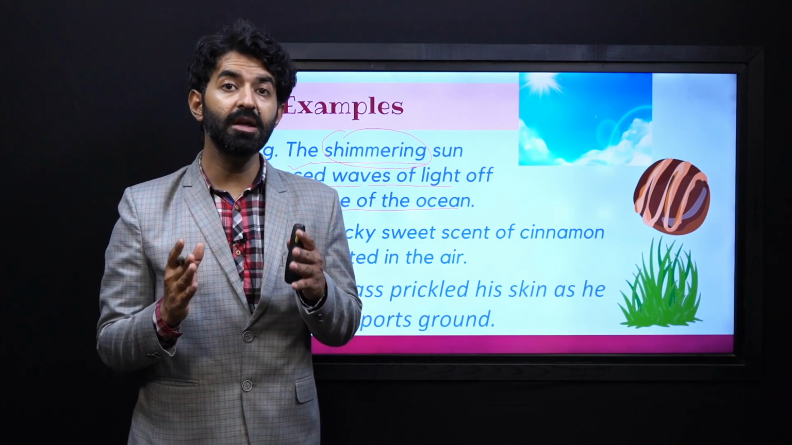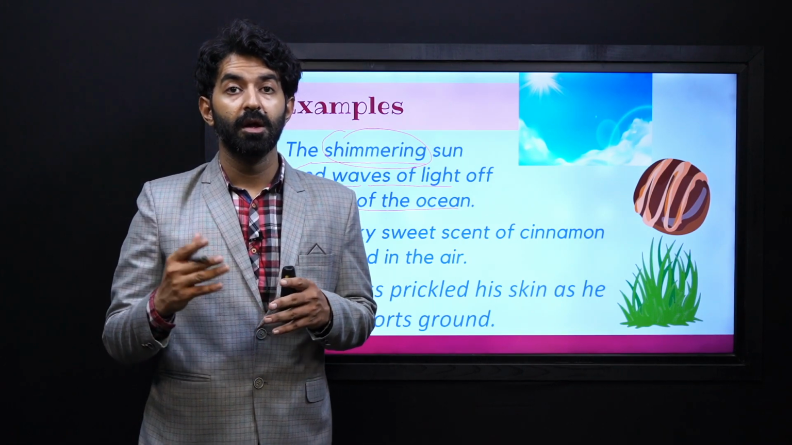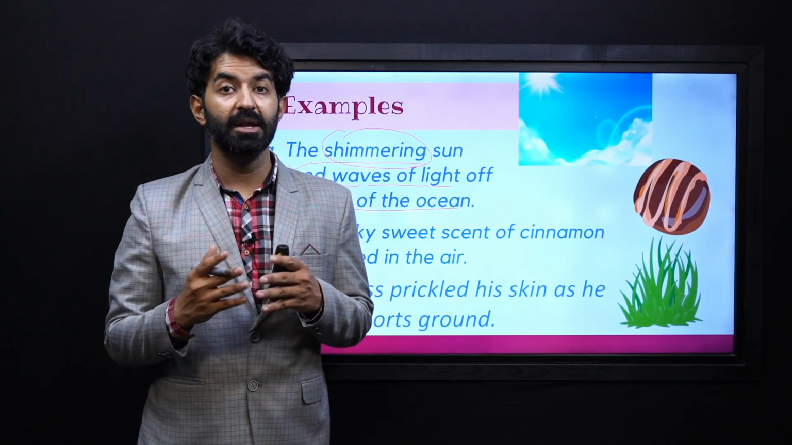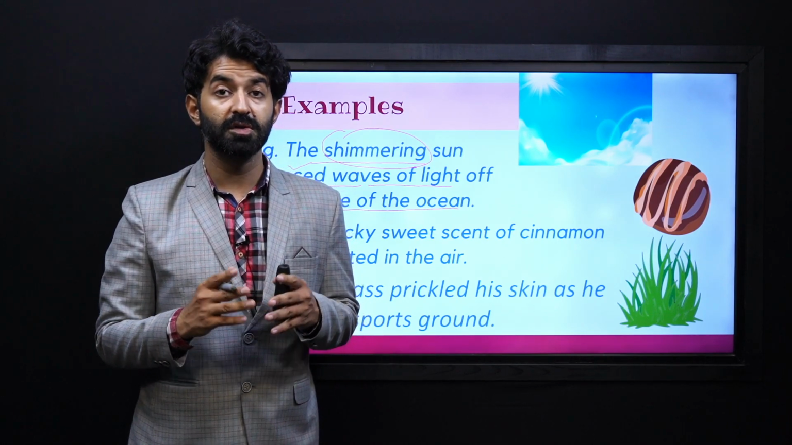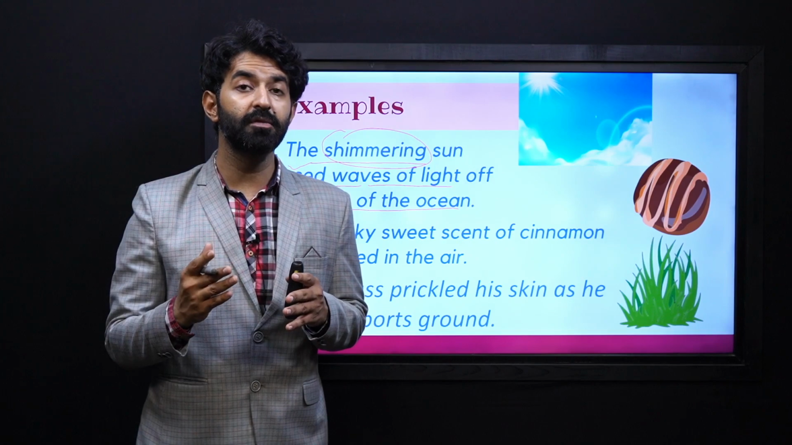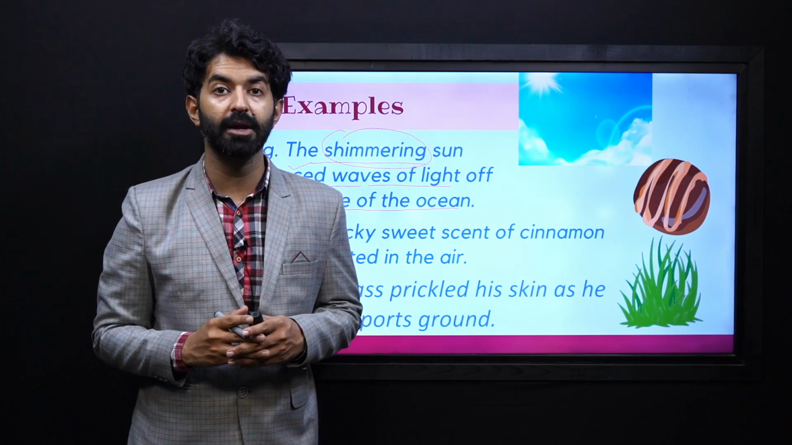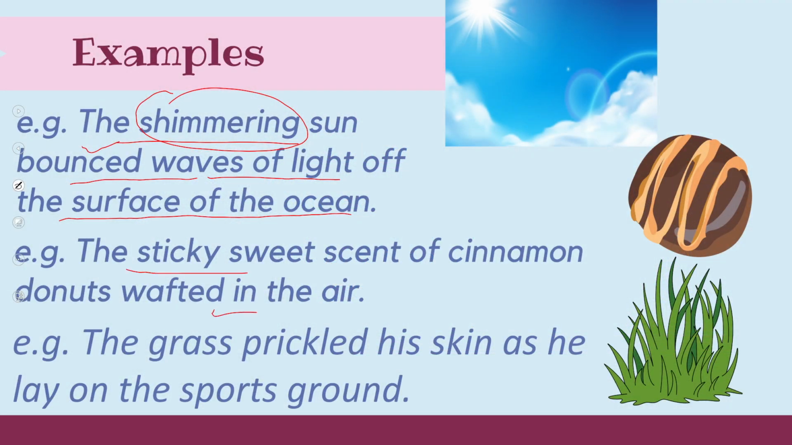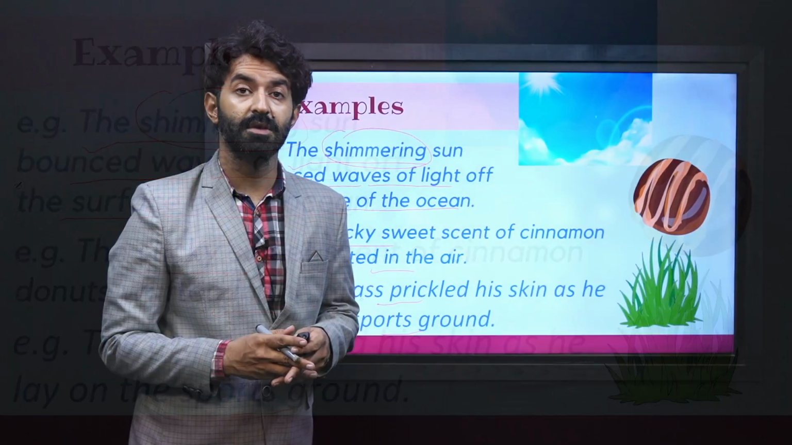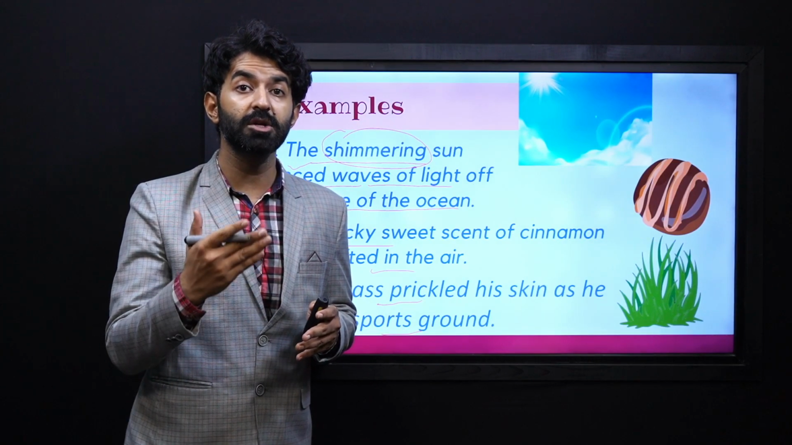So when we are reading such verses in poetry, we can clearly imagine the intensity and the visual of the sun when it's shimmering. So such descriptive details and such words create an image in our mind. There are other examples that you can read and identify how the image is created and what word is giving you the image in your mind.